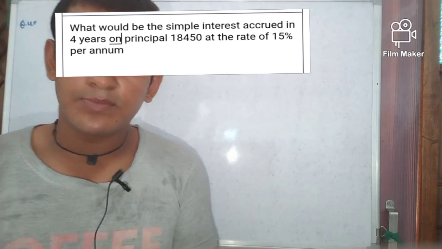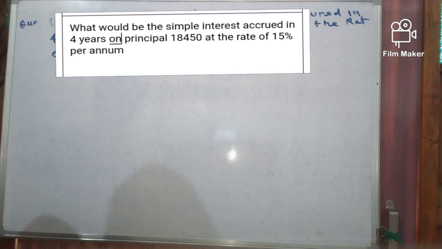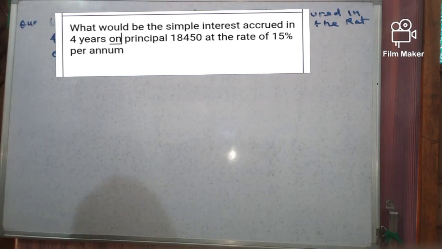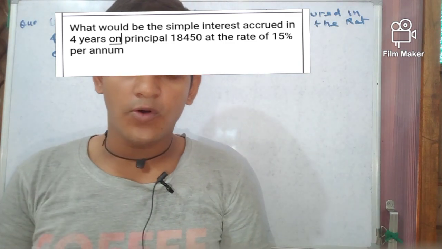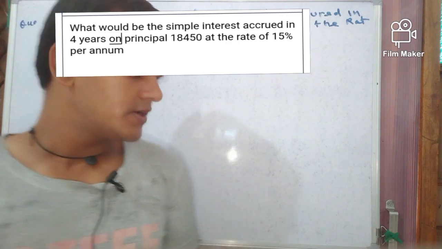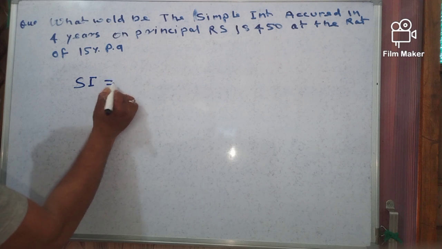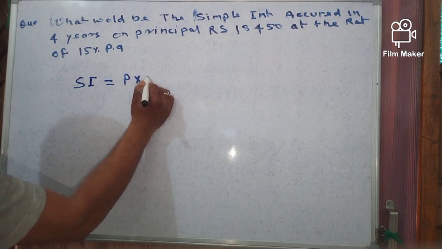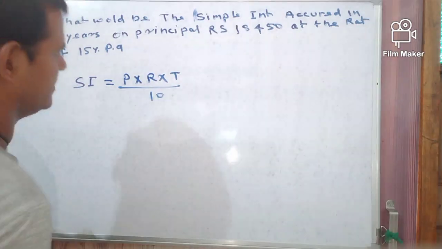Okay. So question number 1 is, what would be the simple interest accrued in 4 years on principal Rs 18,450 at the rate of 15%? What would be the simple interest? Okay, so simple interest equals principal into rate into time by 100.